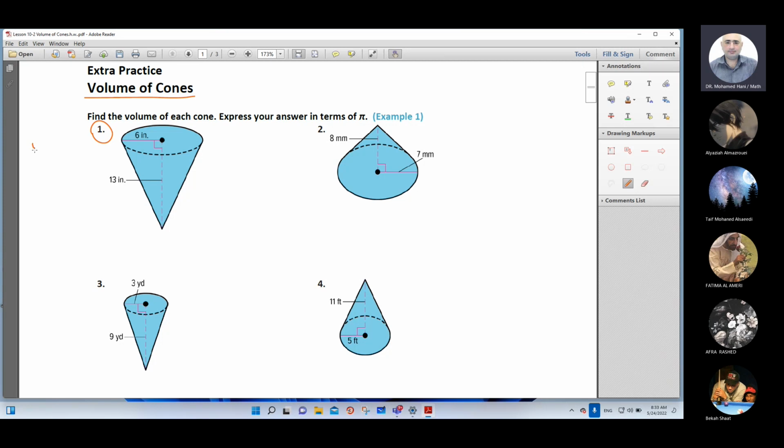What is the rule? V equals 1 over 3 times pi times r squared times h. Substitute the values inside this rule, then tell me please what is the answer.